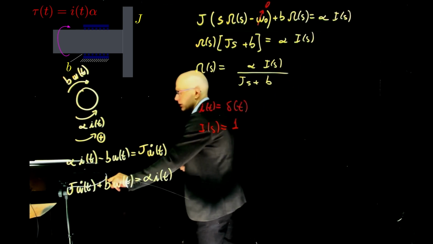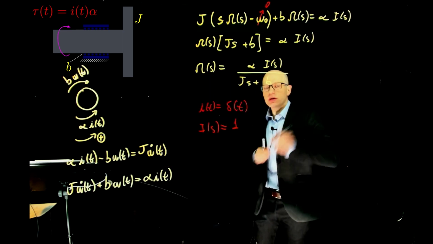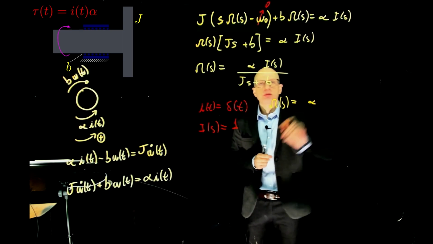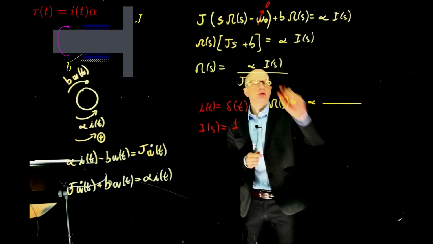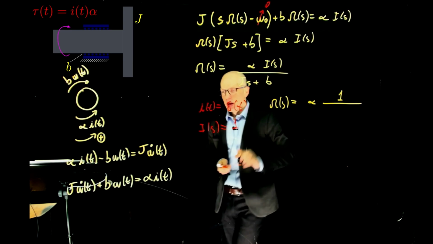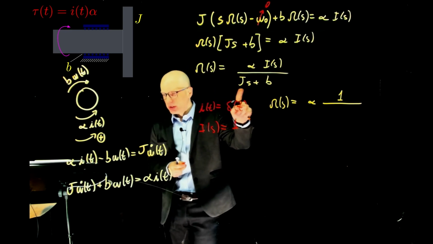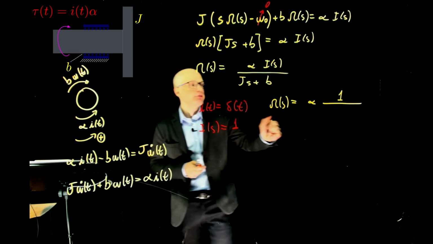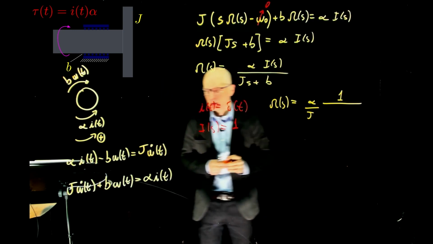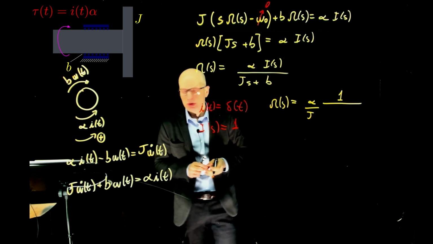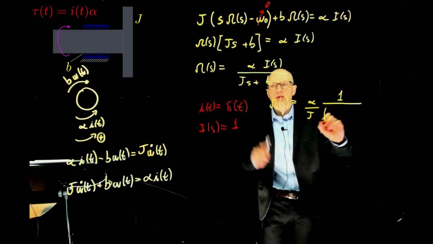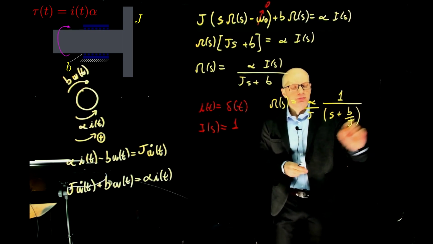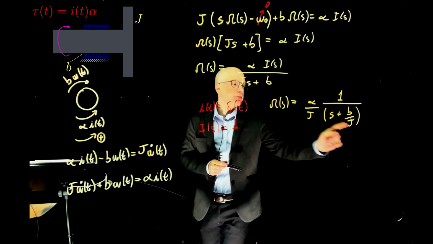We can now rewrite this as omega of s equals alpha times 1, and here we have j times s. If you look at the table of Laplace transforms, we always have s multiplied by 1. So let me factor out j here. We have s plus b over j. If I multiply this back in, it will go back here.